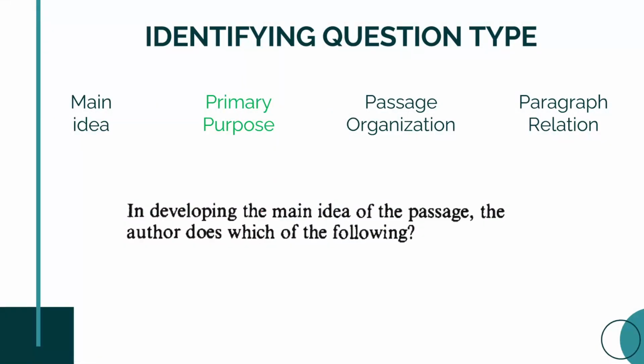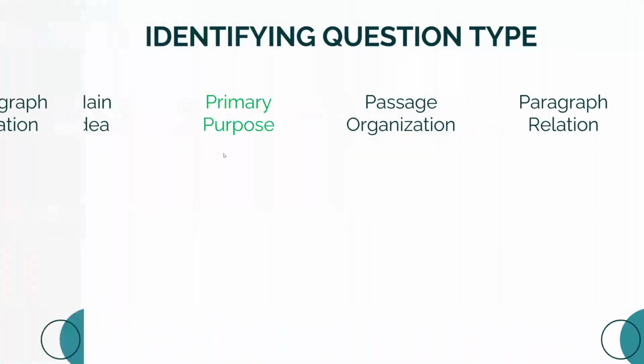So if you take a look at this question here, in developing the main idea of the passage, the author does which of the following? You might assume, oh, this is definitely a main idea question because it says main idea. I would say, hold up one sec. We have the word does right there. So again, the emphasis is on what the author is doing here, which means all of the answer choices would actually be verbs. So again, I would consider this a primary purpose question rather than a main idea question.